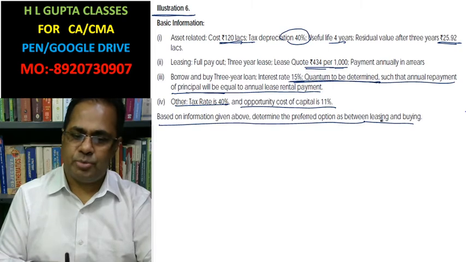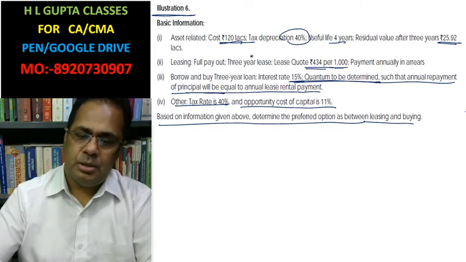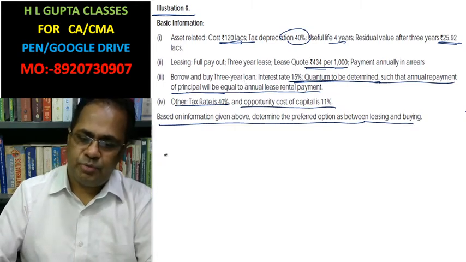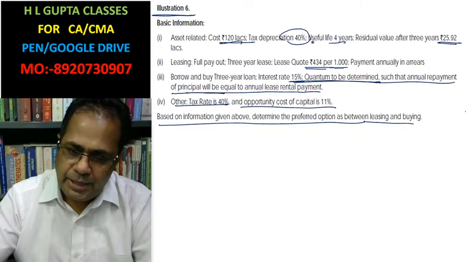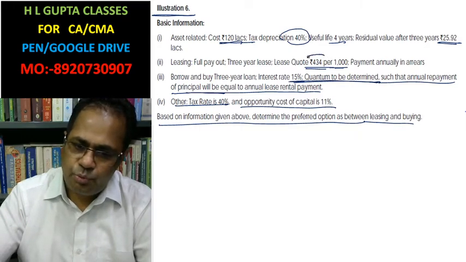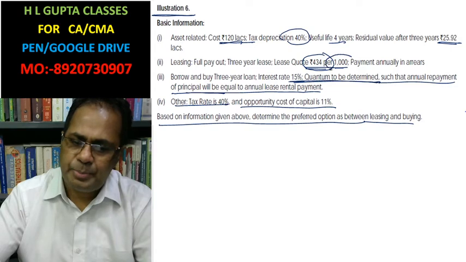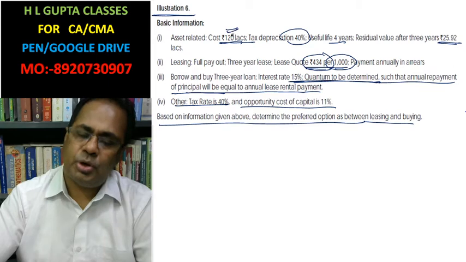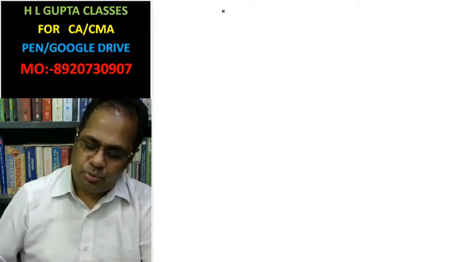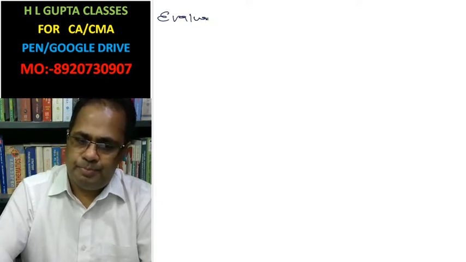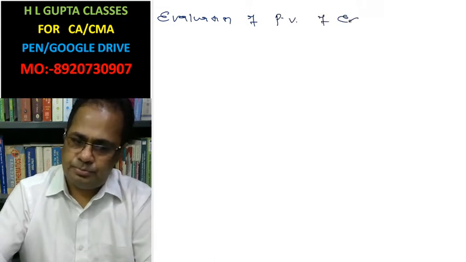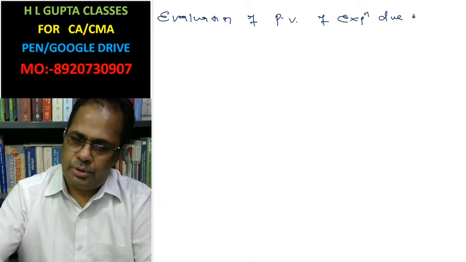Look, I'm going to make you understand. First, I'm going to calculate the lease rents. What is the information about the annual lease rent? The annual lease rent is rupees 434 per thousand of cost, and the cost of the total machine is 120 lakhs. So here I am going to calculate the evaluation of the present value of expenditure due to lease rent.